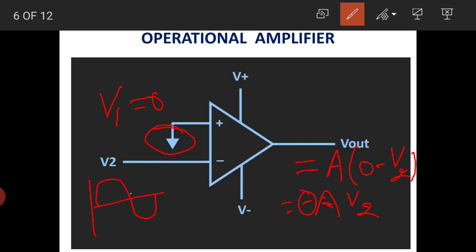If the input is sinusoidal like this, then at the output side we will get the inverted output, which is 180 degrees out of phase. So the output will be in this way, where this magnitude will be high. The magnitude will be equal to A times V2, and here the magnitude is only V1.